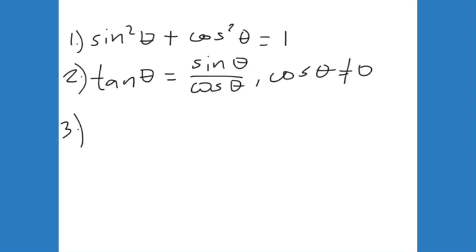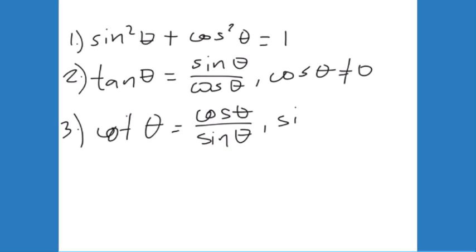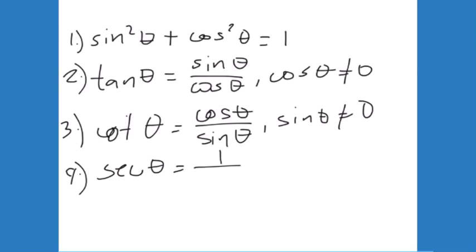Third, cotangent theta is equal to cosine theta over sine theta, where sine theta is not equal to 0. Fourth, secant theta is equal to 1 over cosine theta, where cosine theta is not equal to 0.